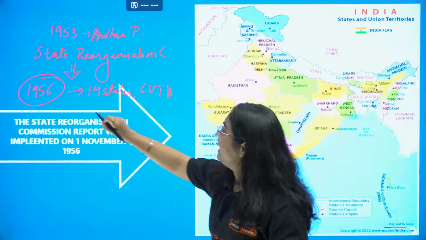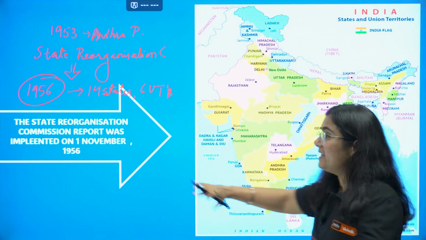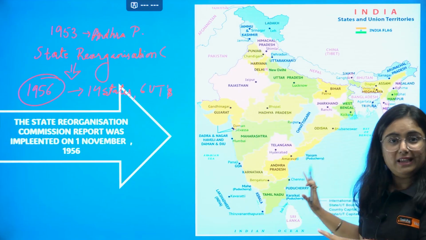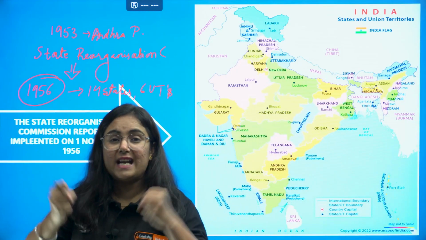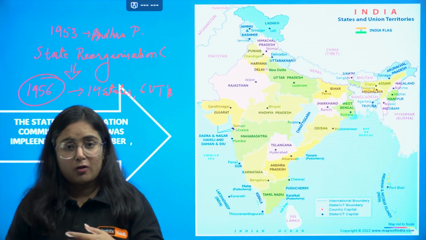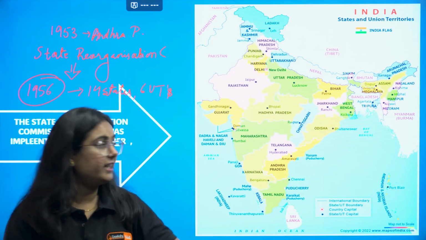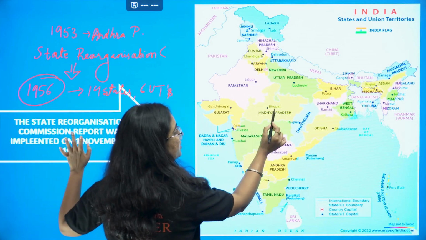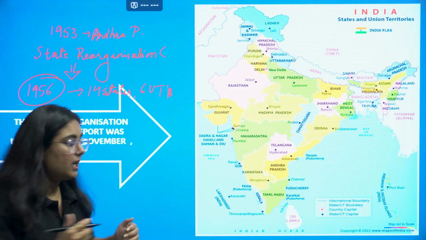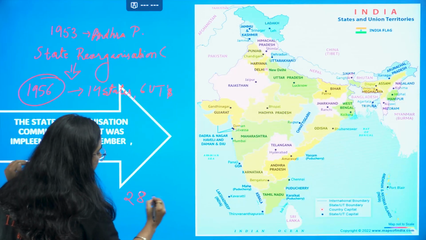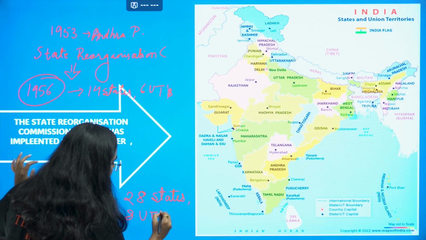However, in 1956, it became 14 states and 6 union territories, and this is present India, which is continuously being changed, as we know that some states are being rebordered. Some states are carved out of already existing states. For example, Chhattisgarh was carved out of Madhya Pradesh. So we know that continuous changes are being adopted, and right now India has 28 states and 8 union territories.